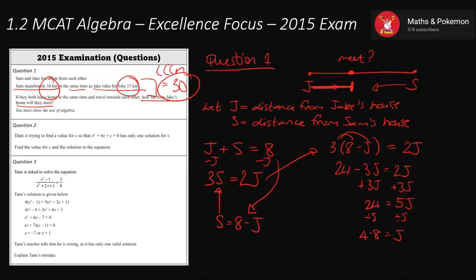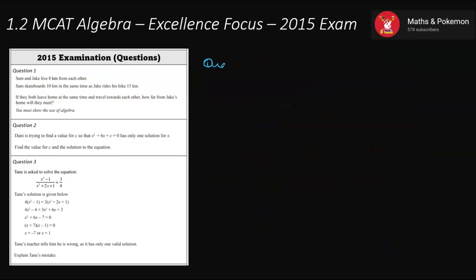So let's put that in a sentence because it is an excellence question. Sam and Jake will meet 4.8 kilometers from Jake's house. And that wraps up that question. We are now moving on to question number 2. Quite a short question. Let's run through it.